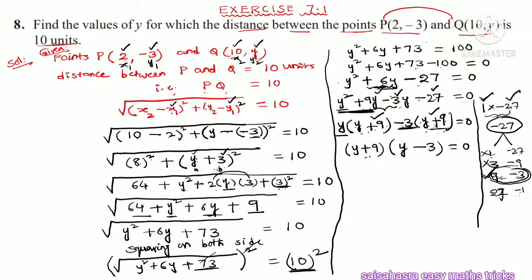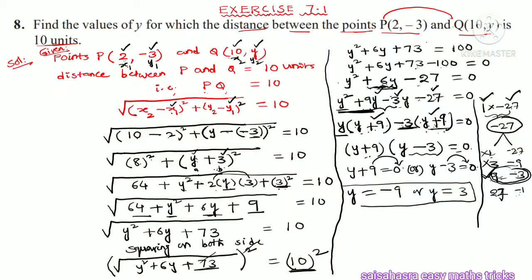In one case, y plus 9 equals 0, or in another case, y minus 3 equals 0. y is equal to, if you transpose plus 9 to the right hand side, 0 minus 9, which is minus 9. Or if you transpose minus 3 to the RHS, minus 3 will become plus 3, 0 plus 3 is 3. So the values of y are y equals minus 9 or y equals 3.